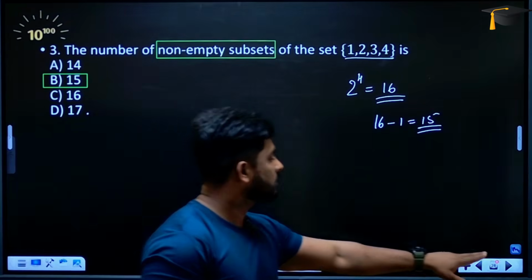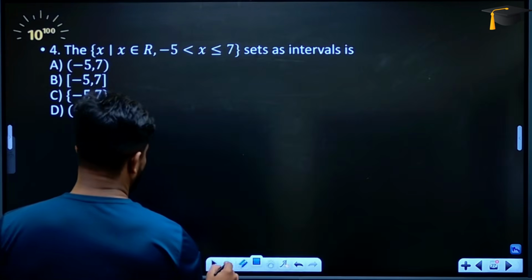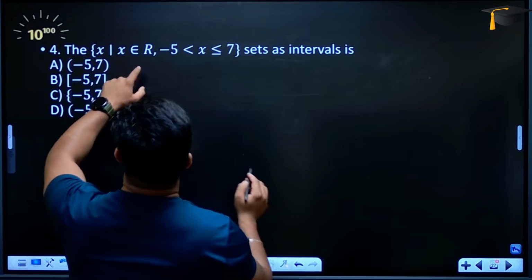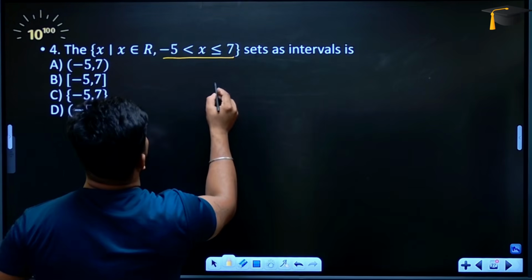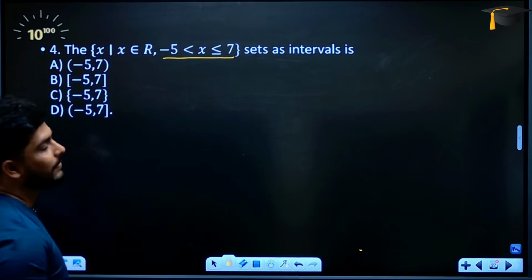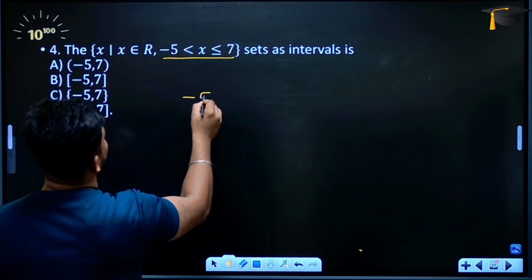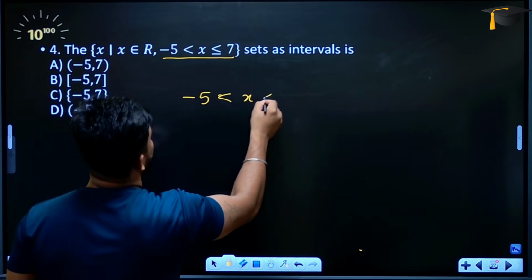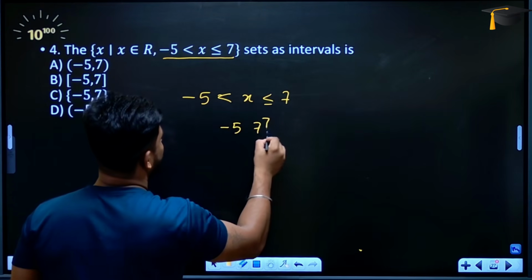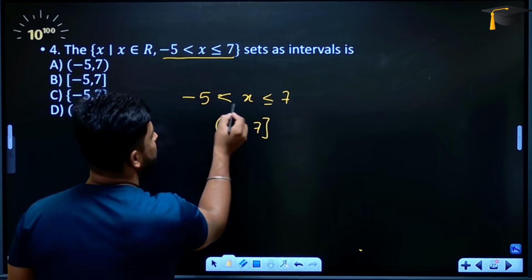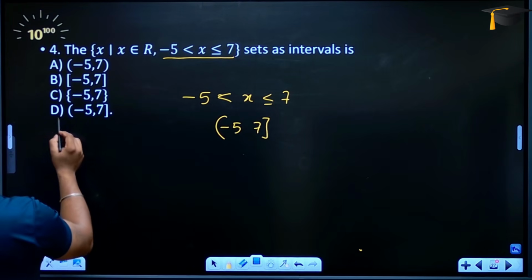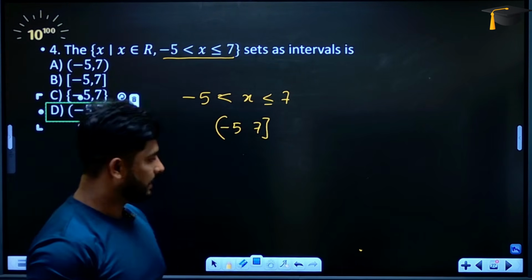Okay, next. So here x such that x belongs to real numbers, x is in between minus 5 and 7. Okay, so understand, it's just an interval. So it is minus 5 less than x less than or equal to 7. So write minus 5 and 7, with a round bracket for minus 5 and a square bracket for 7, because there is no equal symbol for minus 5. So which option is here? Minus 5, 7 is not option D. So option D is the right answer.